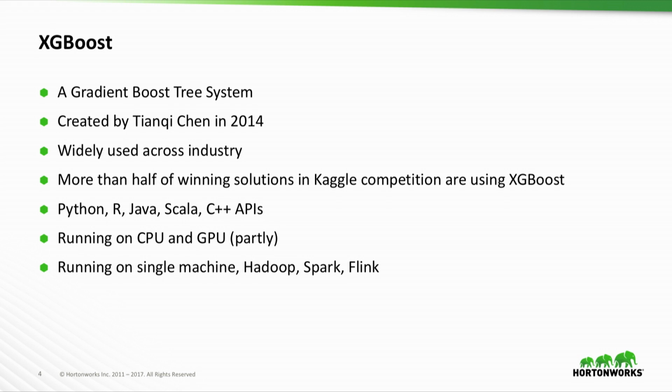It provides different kinds of APIs, such as Python, R, Java, Scala, and C++. It can run on CPU and GPU, and in the future, it can run distributed on GPU. Currently, it can run on a single node, on Hadoop, on Spark, and on Flink. So it should be suitable for most of your cases if you have requirements for classification or regression.